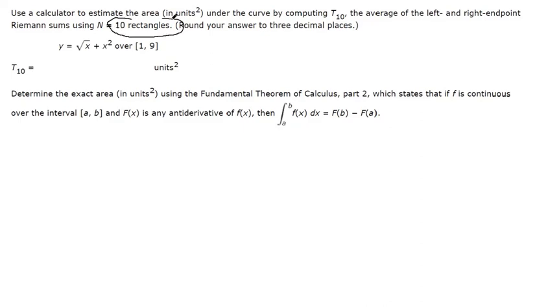So we're asked for 10 subintervals from 1 to 9. Those are going to be kind of yucky subintervals because look, the distance from 1 to 9 is 8. So we need to take 8 and split it into 10 equal pieces. That means each interval is going to be 0.8 in length.